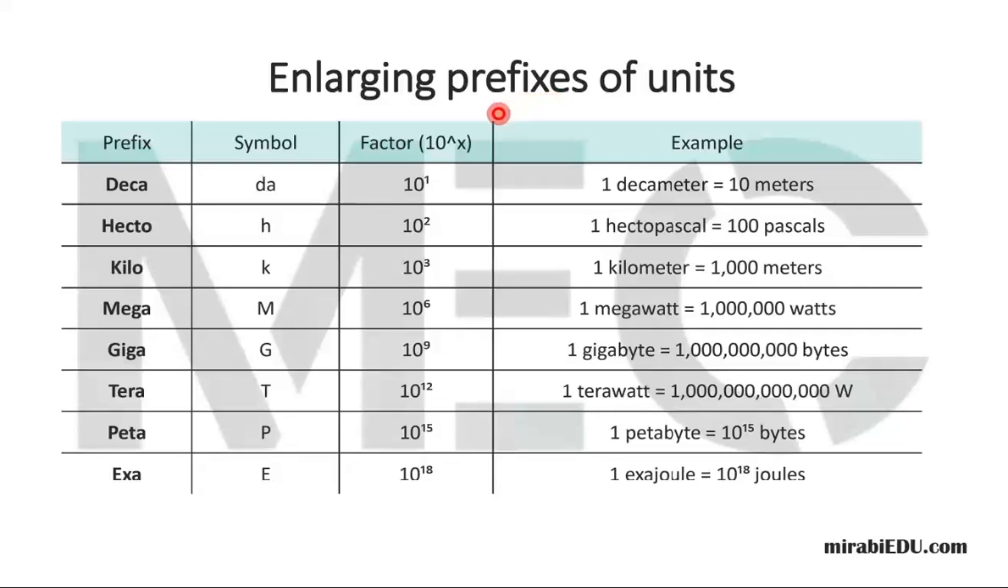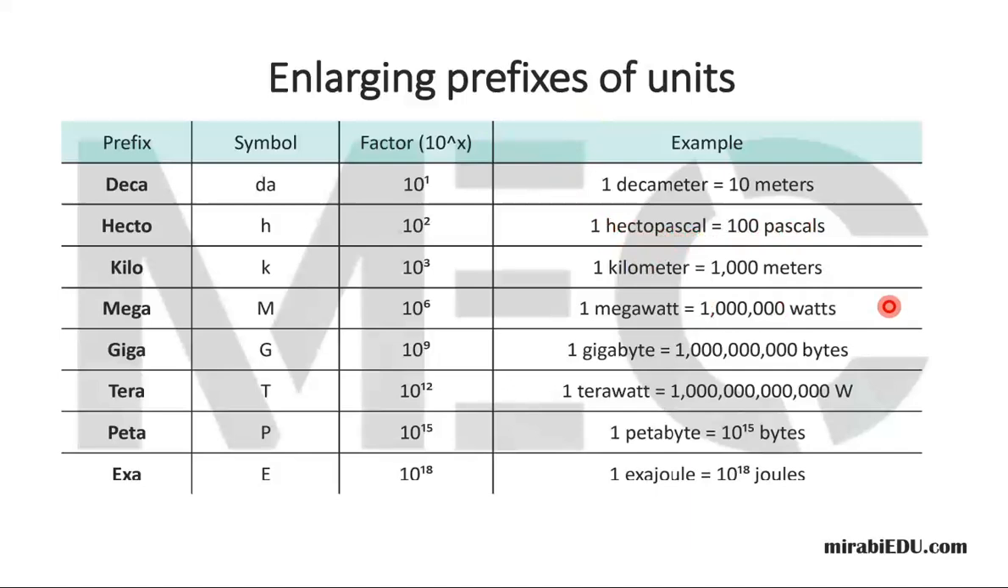These prefixes of units, if they come before a unit, will enlarge or increase the size. For example, a decameter means 10 meter. A hectopascal means 100 pascal. Hecto means 100 and it comes before pascal. That's why it's called prefix.